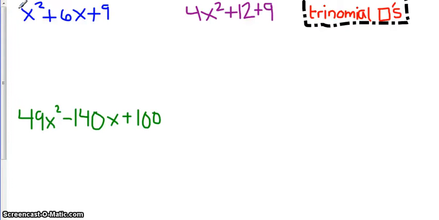Alright, so today we're going to be factoring trinomial squares. This first one is pretty easy, and the coefficient for this one is a 1, which is not shown.